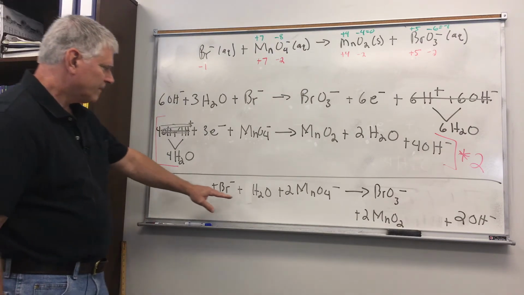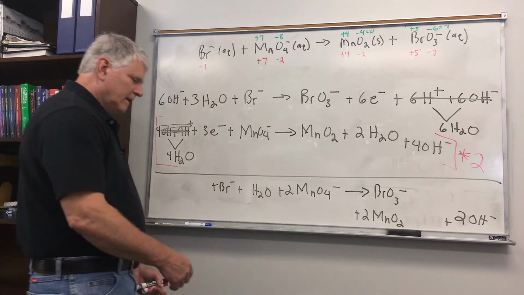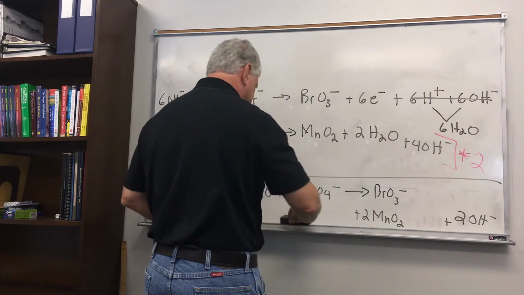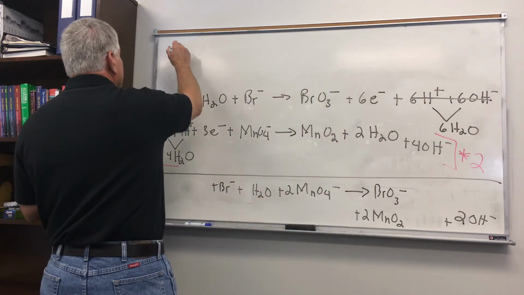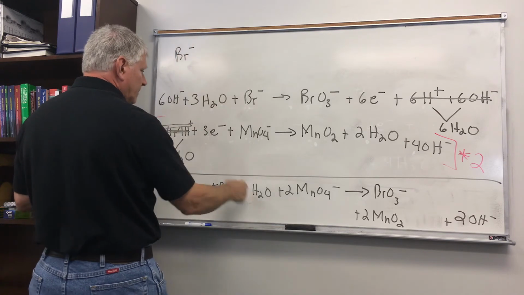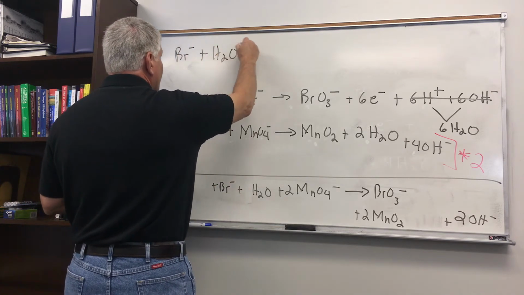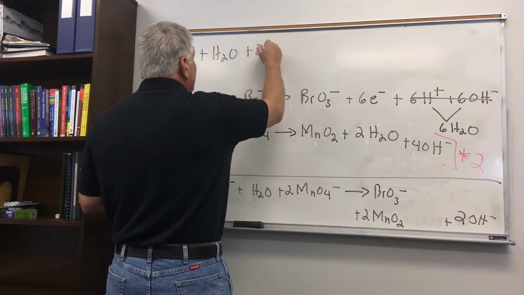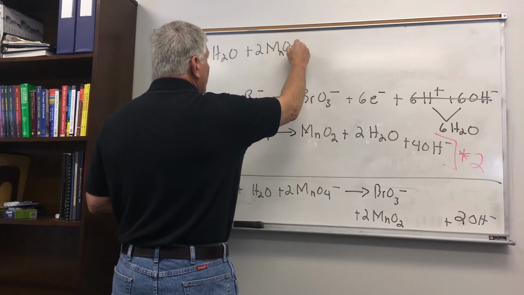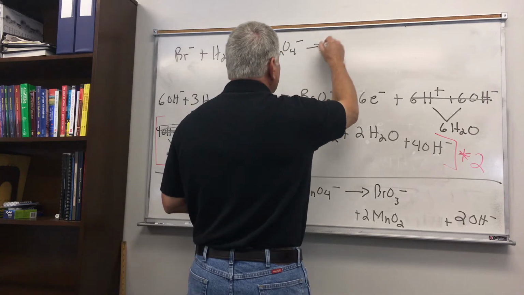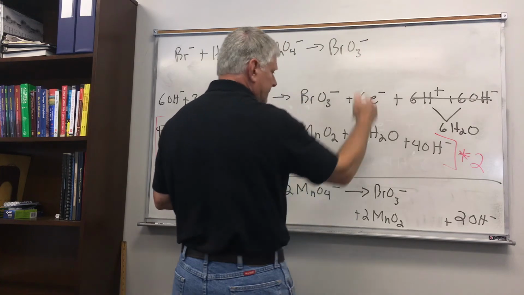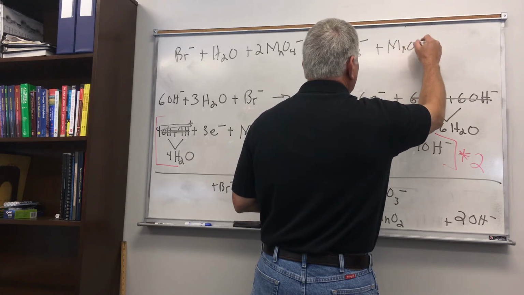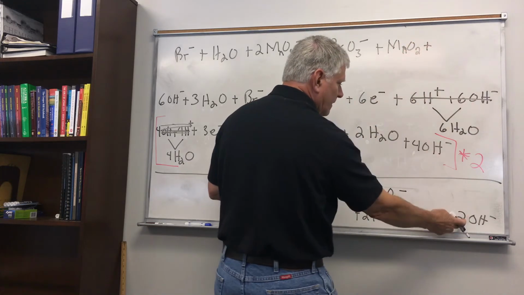So I make sure everything is balanced. I'm going to write it over up here on one line. So I have Br minus plus water plus 2 MnO4 minus gives BrO3 minus plus MnO2 plus 2 OH minus.